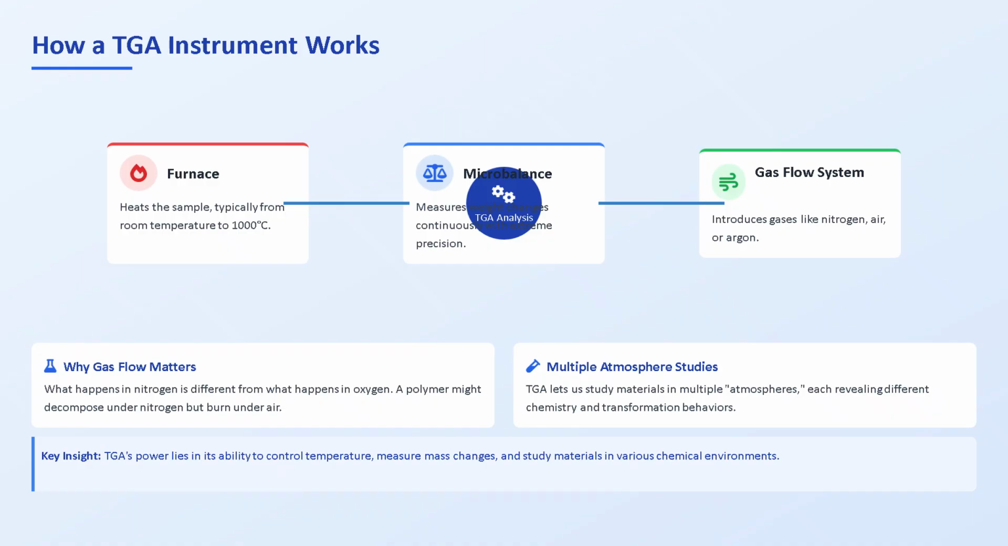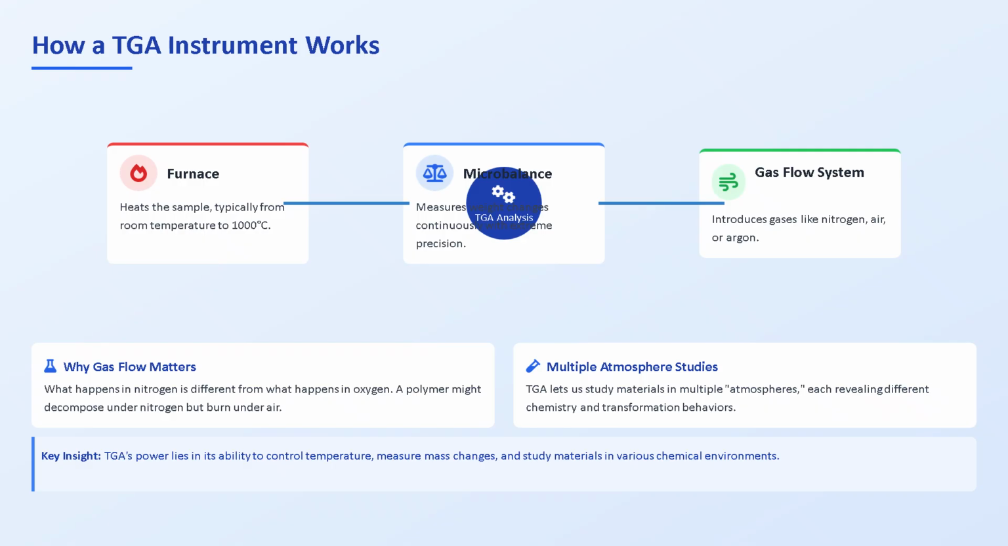A TGA instrument is built around 3 core components. First, a furnace that heats the sample, sometimes up to 1,000 degrees Celsius or more. Second, a microbalance that continuously measures weight changes with remarkable accuracy. And third, a gas flow system, which introduces inert gases like nitrogen or reactive gases like air or oxygen.